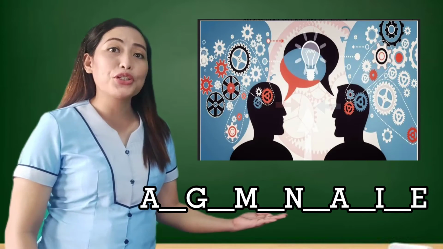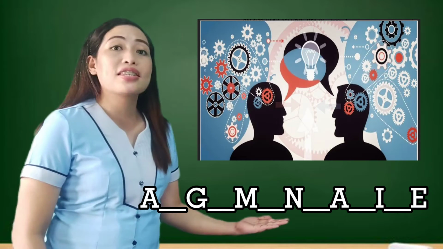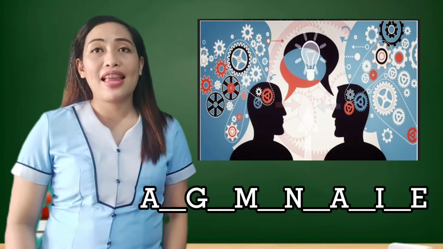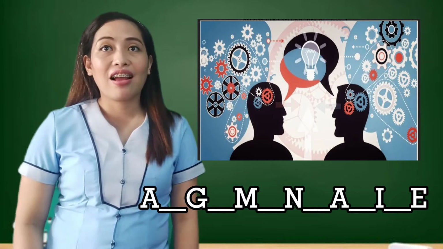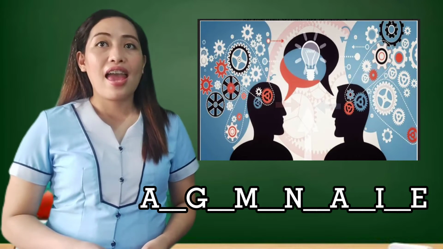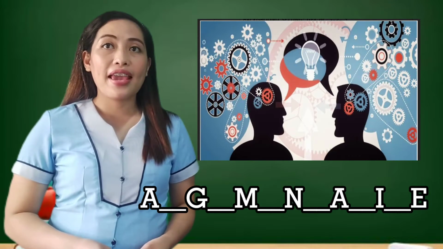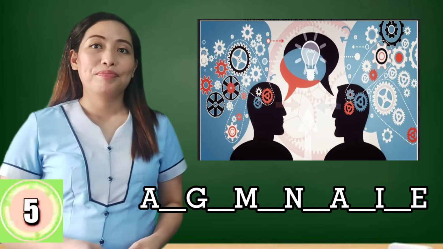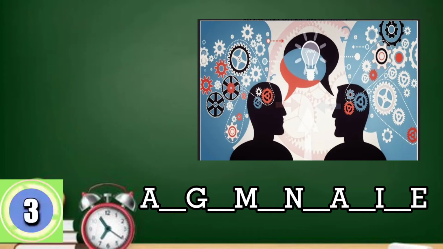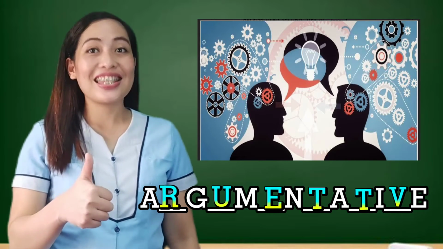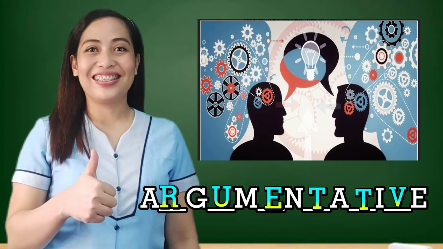The third picture shows two persons arguing or discussing something. It starts with letter A, blank, G, blank, M, blank, N, blank, A, blank, I, blank, E. Great job! The answer is argumentative.